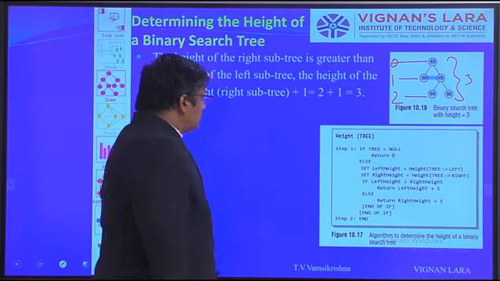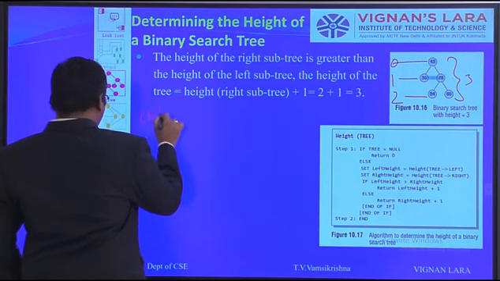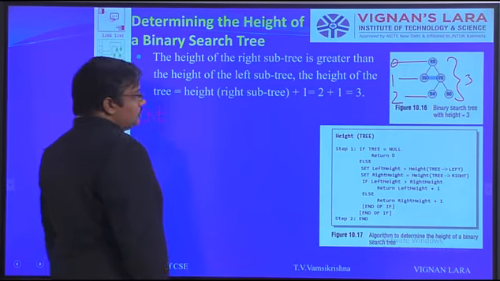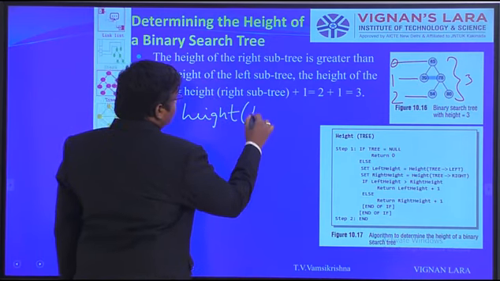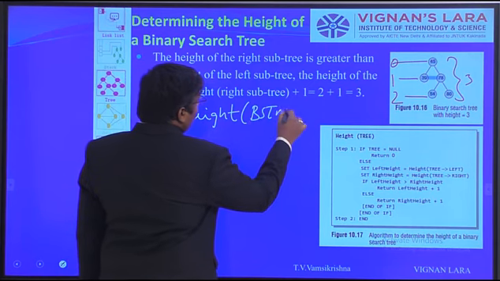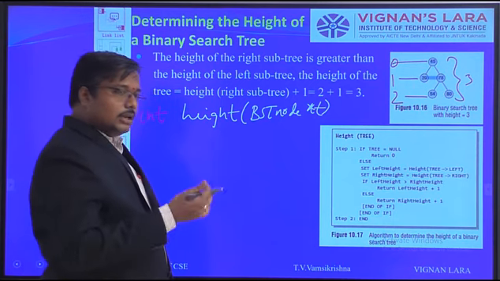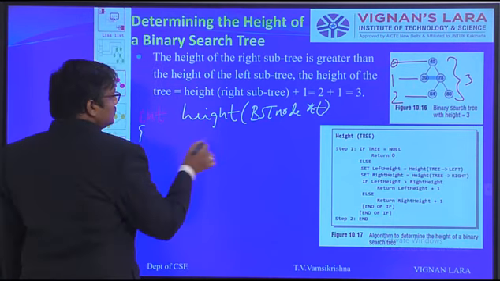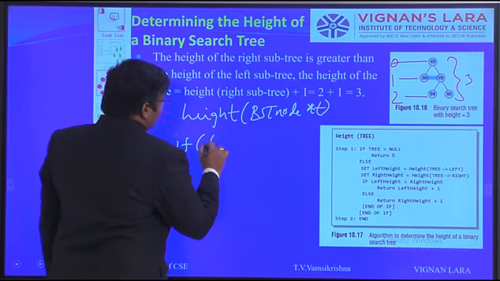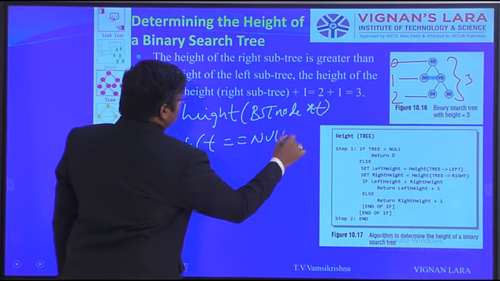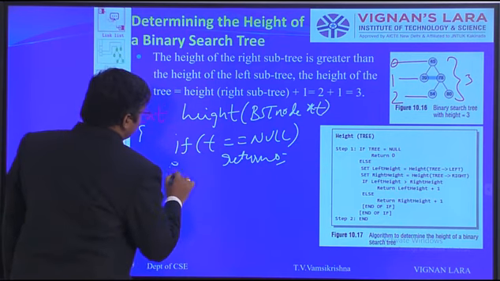Okay. So how to write the code for this? So here also int height. We need to pass BST node star T. Initially we are passing the root node. Recursively we are moving to the last position. So if T double equal to null, return 0. Means in the leaf node case, we need to consider this.